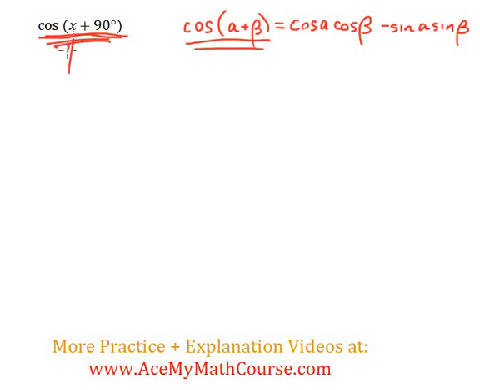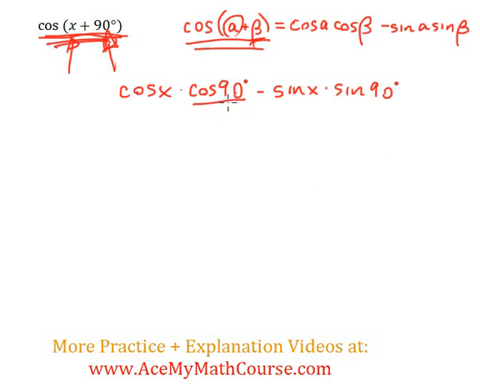Given that our x will be the alpha, the a here, and our beta will be 90 degrees. So we get cos of x times cos of 90 degrees minus sine of x times sine of 90 degrees. Great. Now at this point, all we need to do is evaluate cos of 90 degrees and sine of 90 degrees. Nothing will prevent you from figuring them out using a calculator.